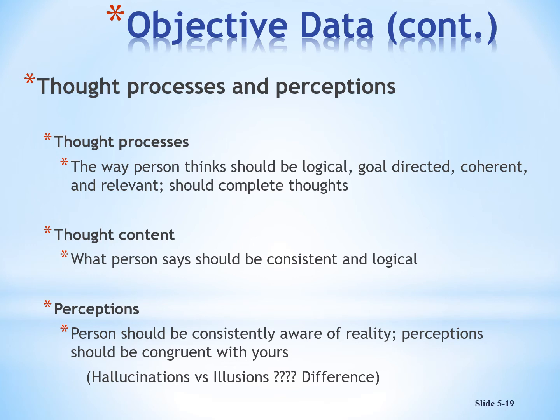So we have to look at the person's thought process. It really should be logical. The content of what they say really should be consistent, and it really should be logical with what is going on with the person. And then their perception. Sometimes patients have hallucinations, patients have illusions. Now, what is the difference between hallucination and illusion? I'm going to have you guys tell me that maybe in a Zoom session.